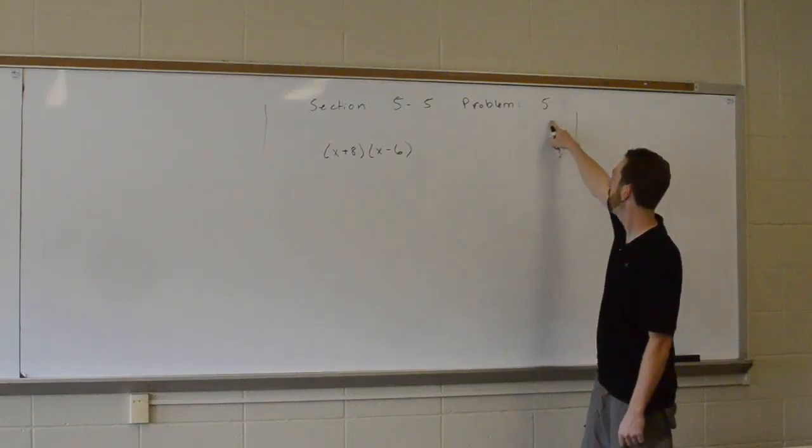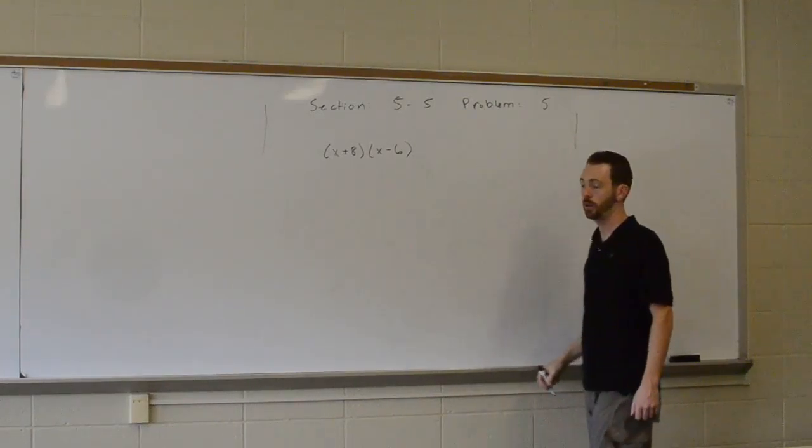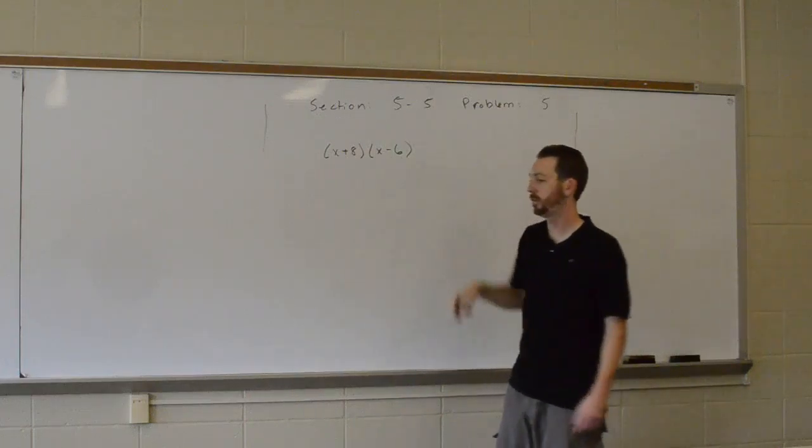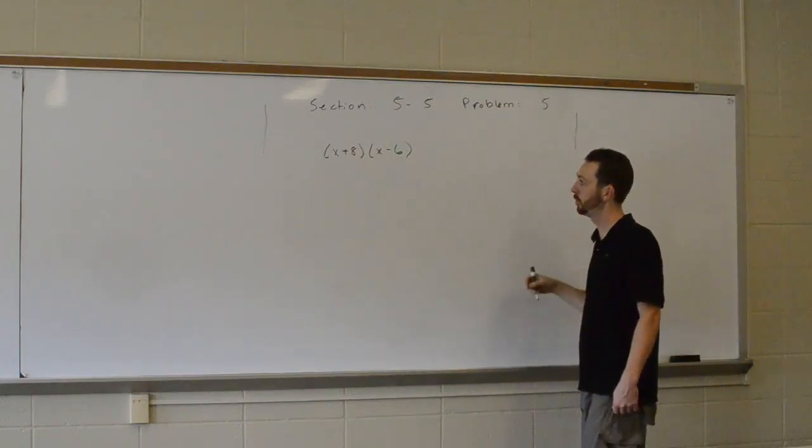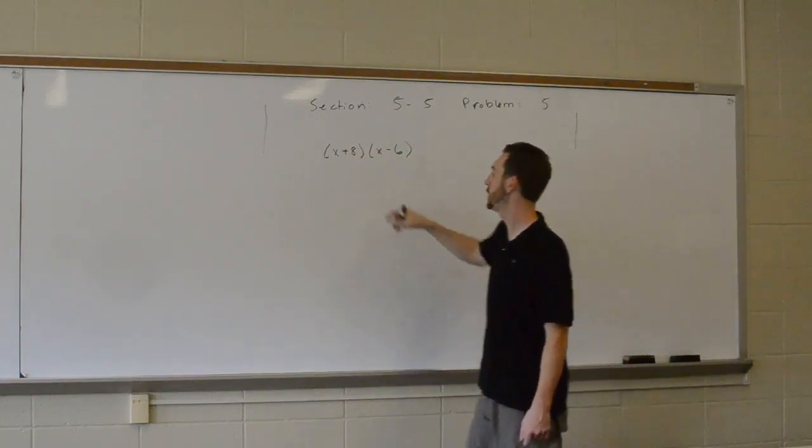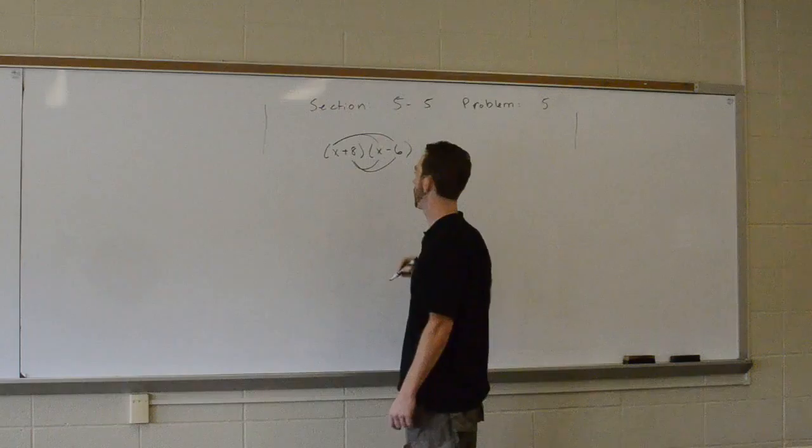Section 5.5, problem number 5 from the book. We have two binomials multiplied together. And they follow the same rules that we did before. We need to multiply each term times each of the second terms in the process.